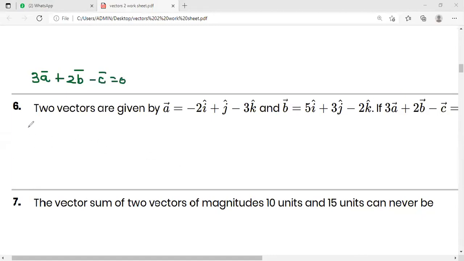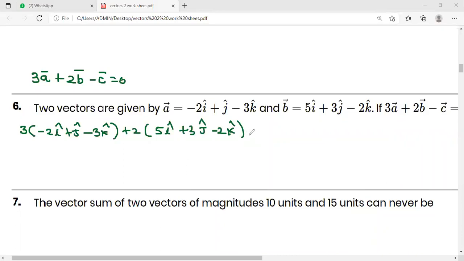We just substitute the values of A bar and B bar here. 3 into what is the value of A bar? Minus 2I cap plus J cap minus 3K cap. Plus 2 into B bar. B bar will be 5I cap plus 3J cap minus 2K cap, minus C bar, that is equal to 0.